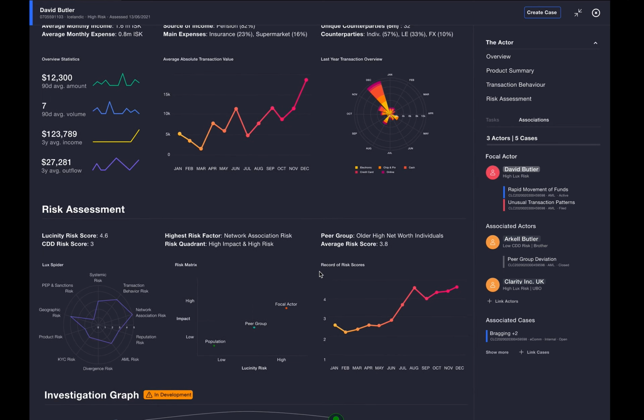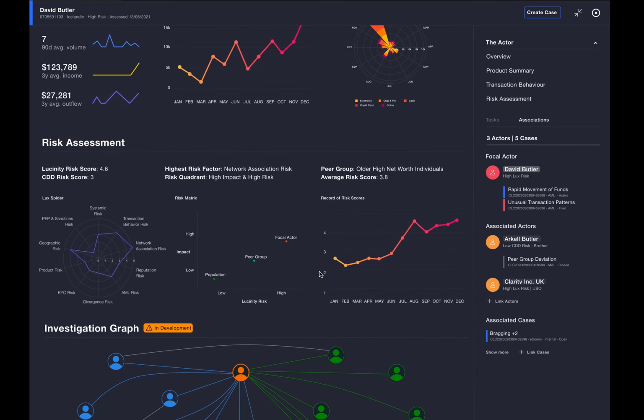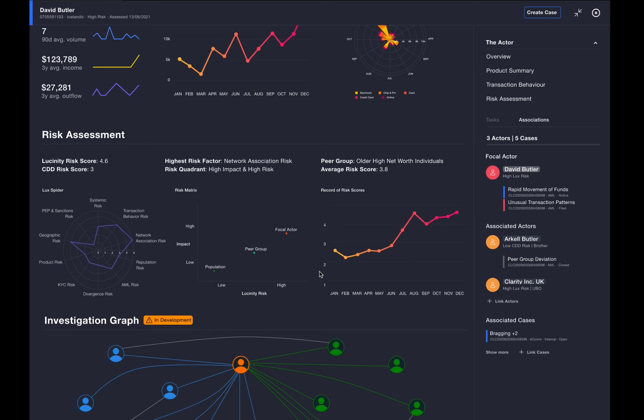In the risk assessment section, we use a lot of intelligence to come up with these behavioral risks. If we look at the Lucinity risk spider, we can see that on the left-hand side we have regulatory and more static in nature risk dimensions that complement the right-hand side behavioral risk dimensions that really allow us to completely understand and complement the actor's risk score.